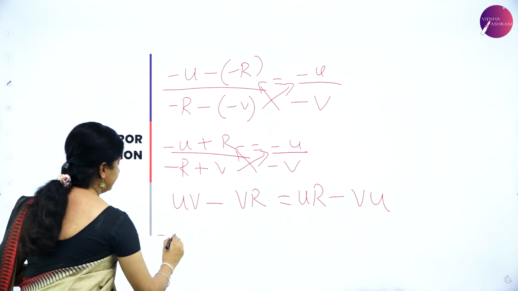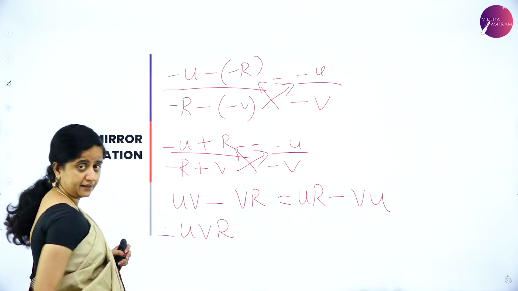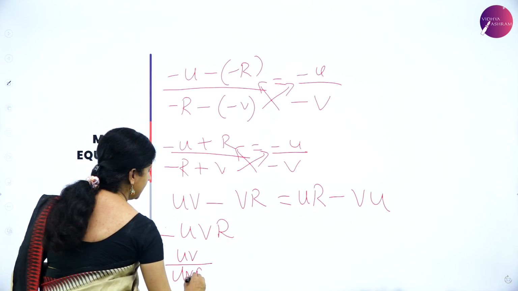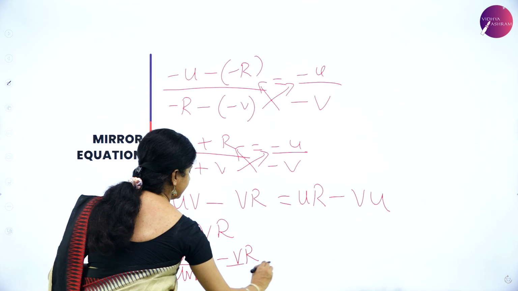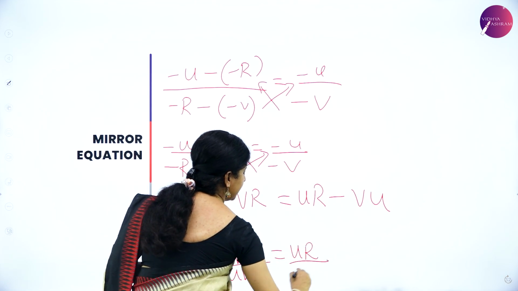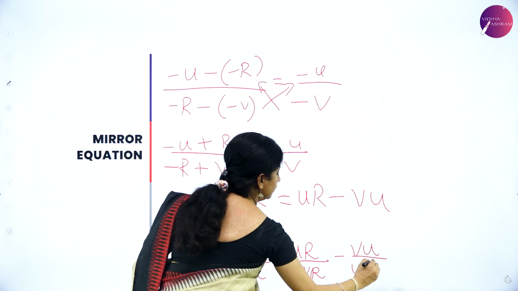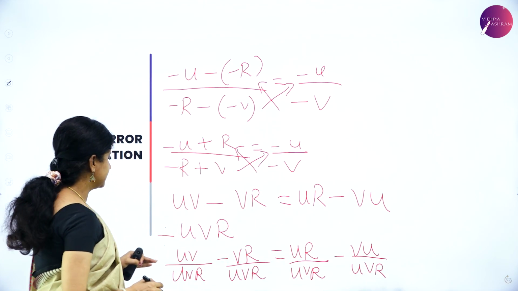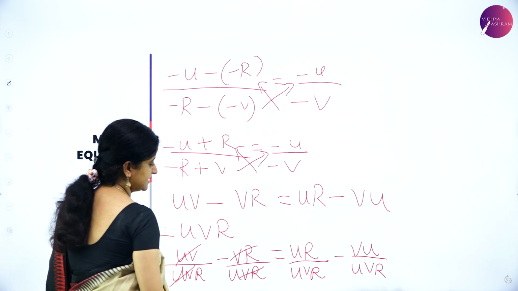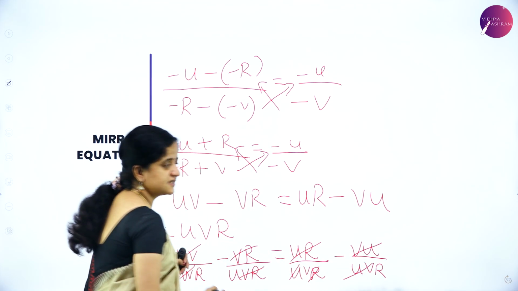Now, let us divide the whole equation by UVR. So, the above equation becomes UV divided by UVR minus VR divided by UVR is equal to UR divided by UVR minus VU divided by UVR. Let us cancel the same terms. UV gets cancelled, VR gets cancelled, U and R get cancelled, UV gets cancelled.